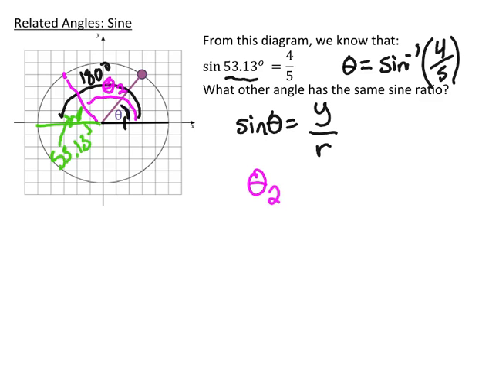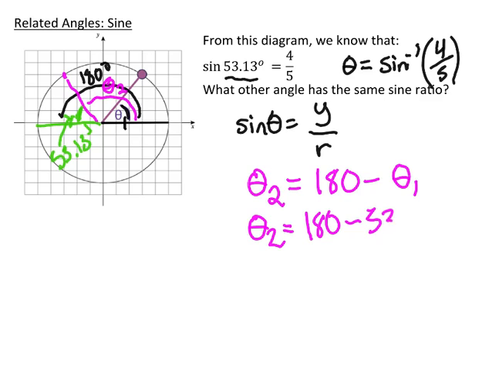Well, theta 2 must then be 180 minus theta 1, right? It must be, this is symmetric here. If that's 53 degrees here and that's 53 degrees there, then we must be able to do 180 minus 53 degrees to get theta 2. So minus the 53.13 degrees. So we can calculate that. So 180 minus 53.13 is 126.87 degrees.